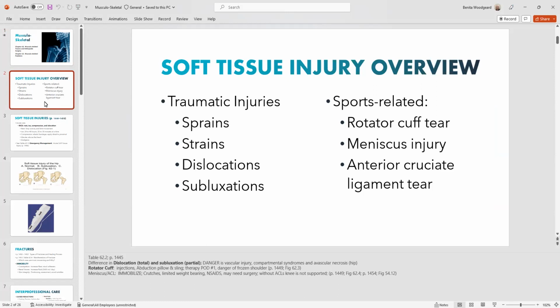So just again, quick overview: soft tissue injuries, sprains and strains, dislocations, subluxations, sports-related or overuse injuries such as rotator cuff tears, meniscus injuries, and anterior cruciate ligament tears, or ACLs.